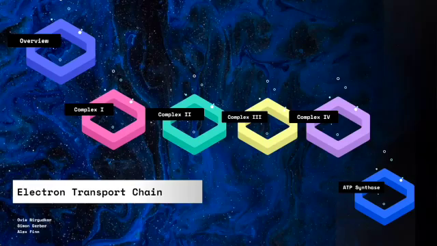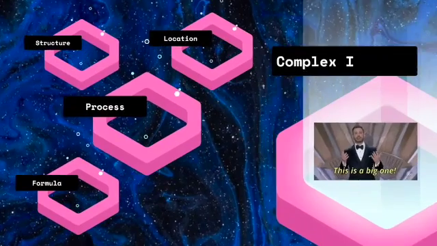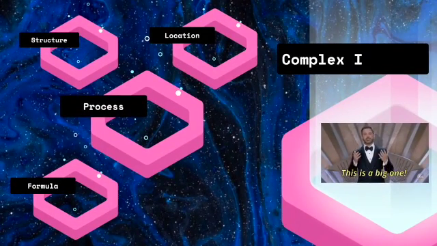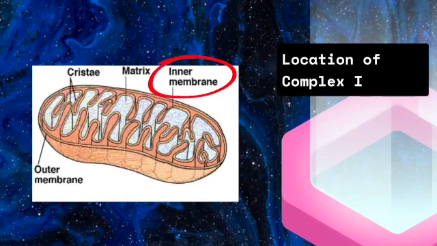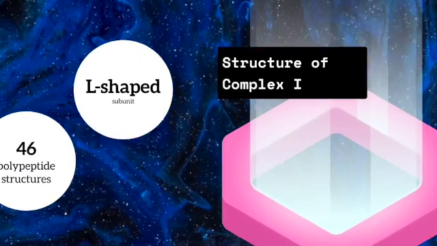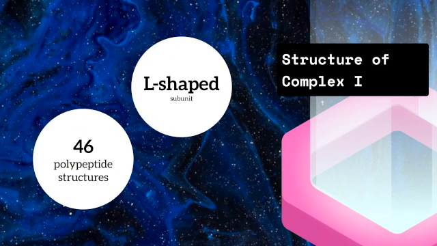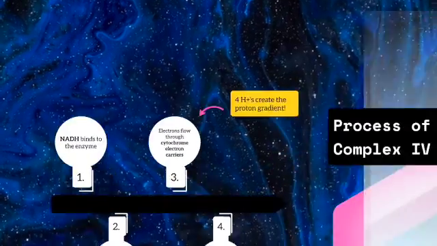The first protein complex in the electron transport chain is complex 1. Complex 1 is also known as NADH dehydrogenase, and it is a subunit within the electron transport chain. Complex 1 is located in the inner membrane of the mitochondria. It contains 46 polypeptide structures and is an L-shaped subunit.